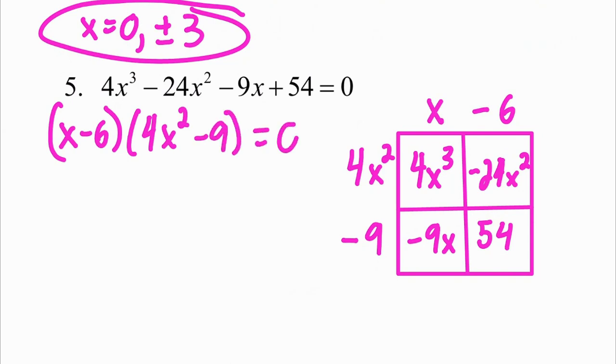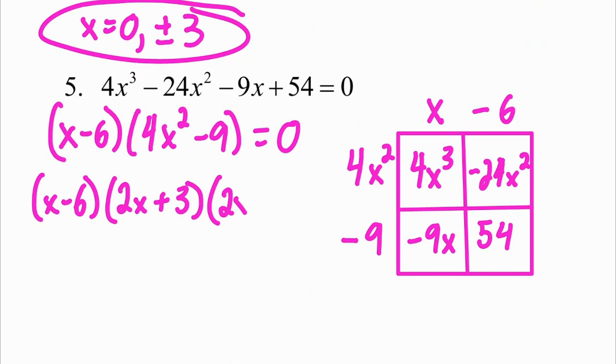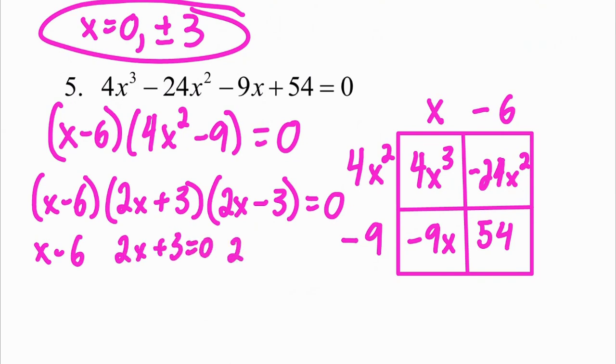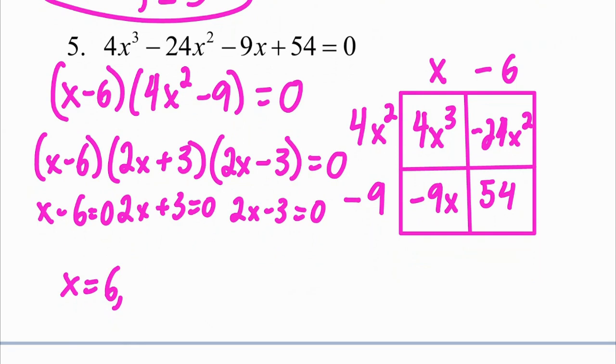So we actually have a pretty difference of squares here, where we do the square root of 4x squared, which is 2x, plus the square root of 9, which is 3, and the square root of 4x squared, which is 2x, minus the square root of 9, which is 3. So we'd set each of these equal to 0, and we'd solve. So again, the first one is going to give us a positive 6, and when you solve the next two, you'll get both positive and negative 3 halves, and just leave it as a fraction.